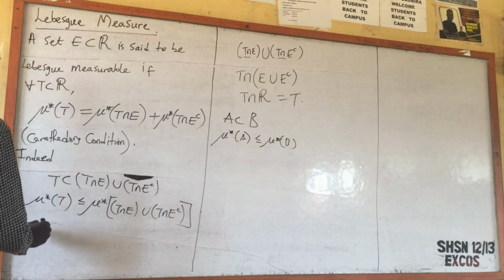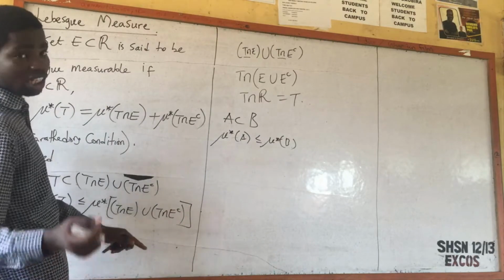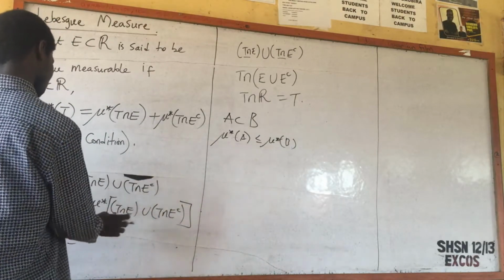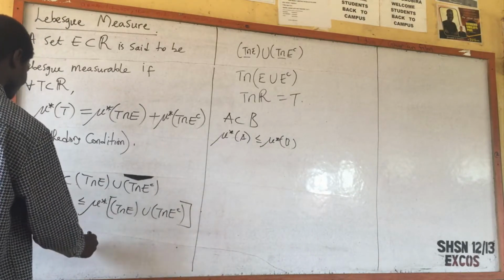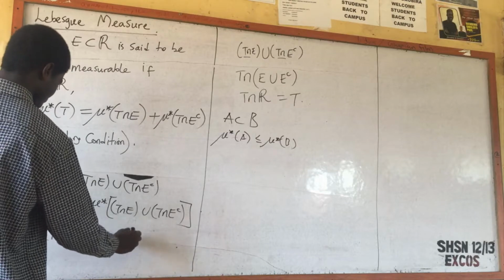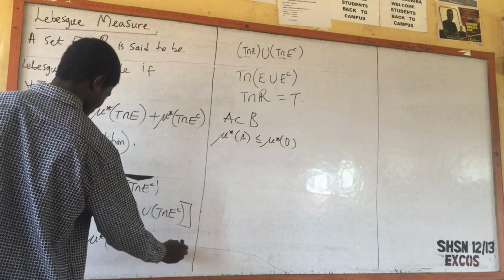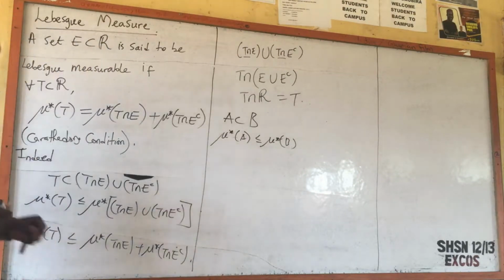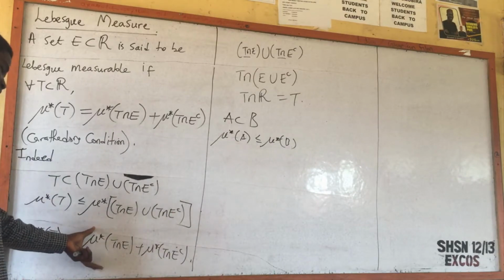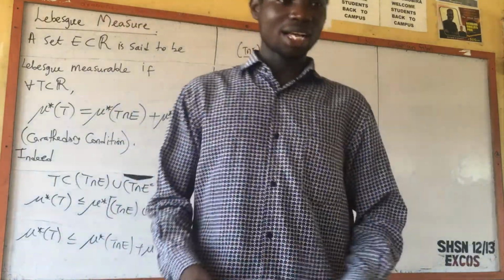From there, by countable subadditivity, the union becomes addition, as I told you yesterday. So the outer measure of T is less than or equal to the outer measure of T intersection E plus the outer measure of T intersection E complement.